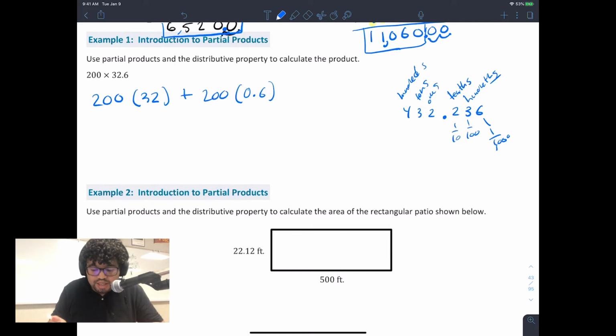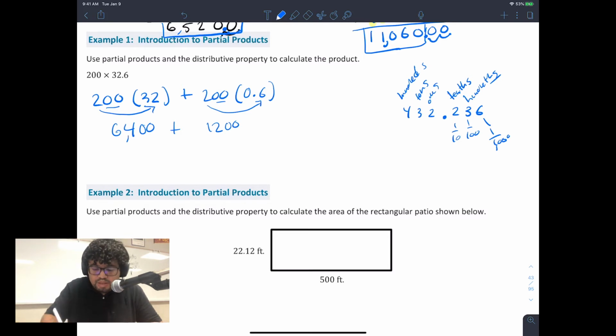So now I can just say, right? Now, the way I like to multiply when you have zeros is, for now, ignore the zeros and multiply 2 times 32. That's going to give you 64. And now you add back the zeros. That's 6,400 plus, once again, let's ignore the zeros for now and multiply 2 times 6. That's going to give you 12, but then let's bring back the zeros.